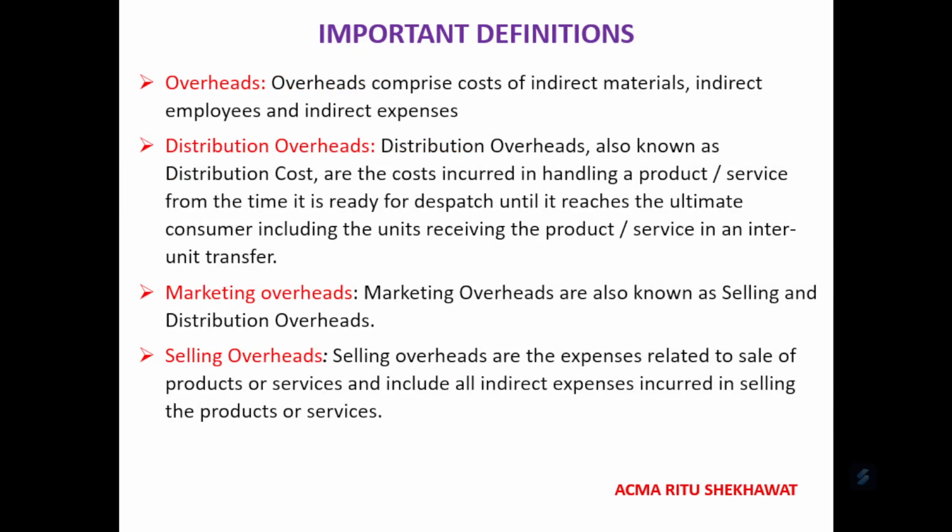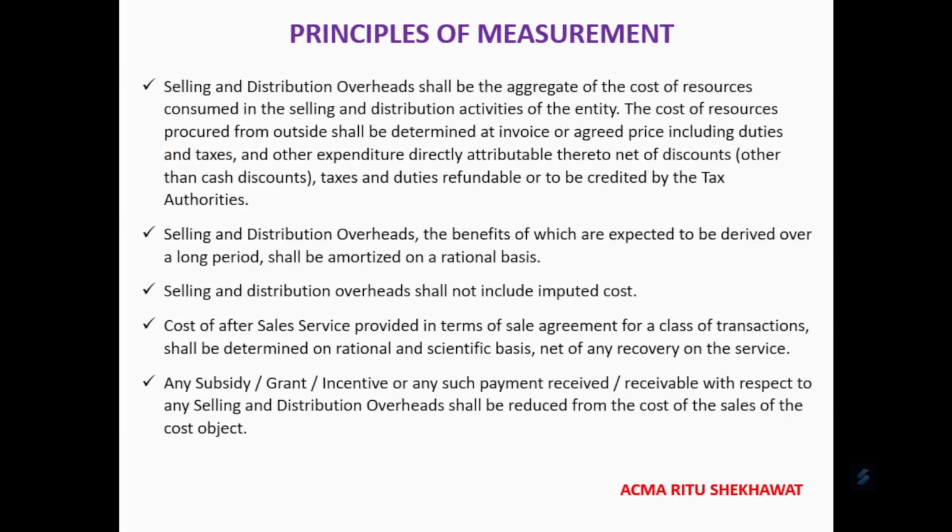Distribution overhead, as I just said, is the cost of handling a product or services from where the product is ready to dispatch until it reaches the consumer, that is, until the consumer receives the product. Marketing overhead, in simple terms, is also known as selling and distribution. We are doing the marketing of the product. Why? To sell our product. Selling overheads are the expenses related to sale of product or services and include all indirect expenses. Whatever kind of expenses are incurred while selling the product, all will be included. That is our selling overheads.